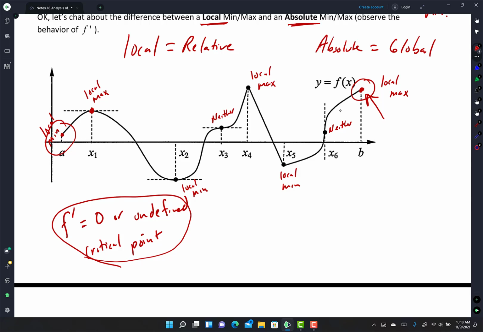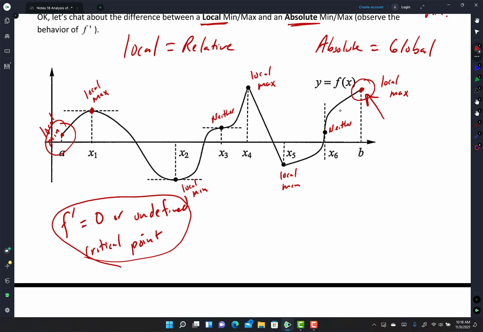Okay. Now let's talk about global. Everything is always local. Everything will always be local. But not everything is a global max or min. Does that make sense? So global max, global min means which one is the biggest from all the maximums. Make sense? Okay, I'm looking at all of them.